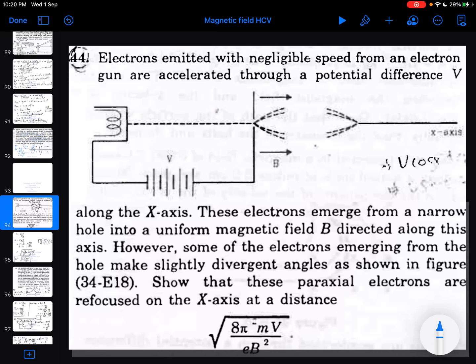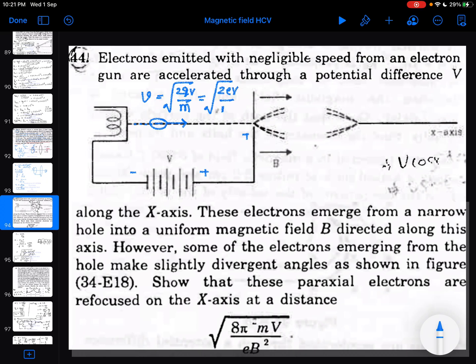The 44th example. What is said here: electrons emitted with negligible speed from an electron gun are accelerated through a potential difference V along the x-axis. So these are the electrons being emitted, and due to the potential difference they are accelerated and achieve a velocity given by under root 2qV by m, as the charge on the electron is e.